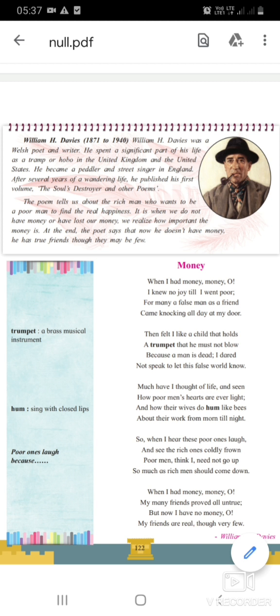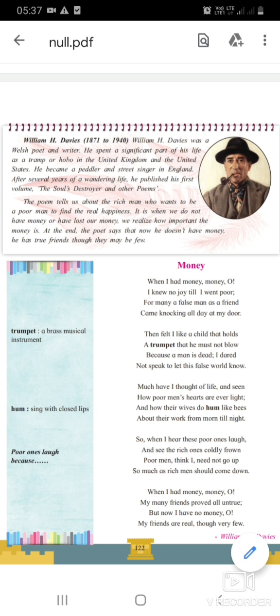So, figure of speech is antithesis. One more pair of opposite words is laugh and frown. These two are opposite words. So, antithesis is there.